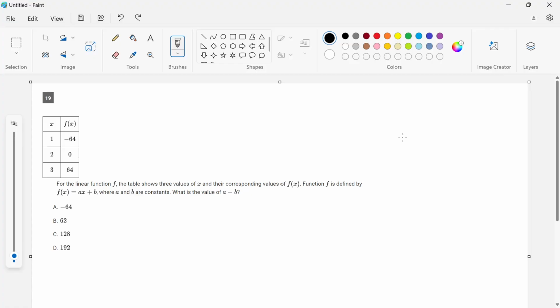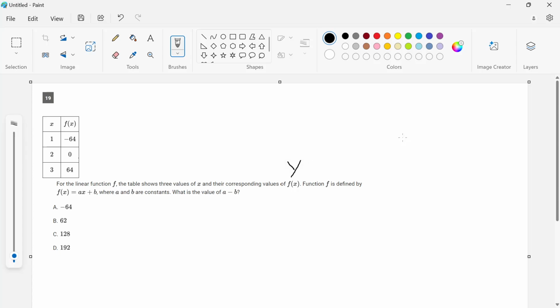This is Digital SAT Practice Test number 1, Math, Module 2 hard. If you get 17 or more correct on Module 1, you get Module 2, quote unquote, hard. Question 19 has this table of values. It says this is a linear function f. The table shows the values of x and their corresponding values of f of x, or y in other words.